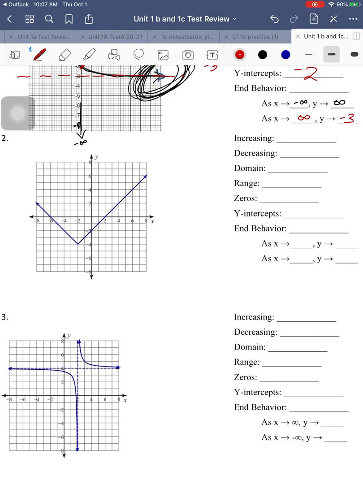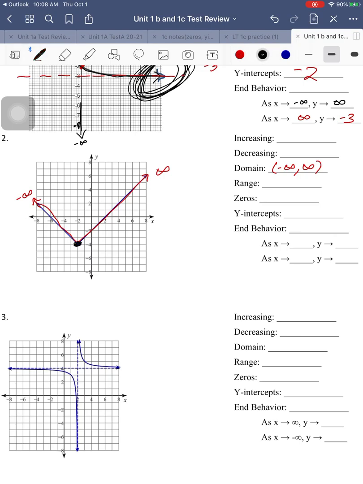And there it is. All right, next one, number 2, absolute value. So we got domain, how far left will the graph go? Negative infinity. How far right will it go? To positive infinity. So domain, negative infinity to positive infinity.